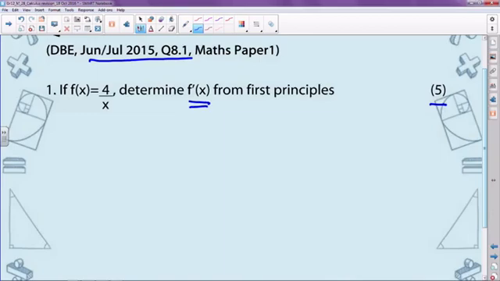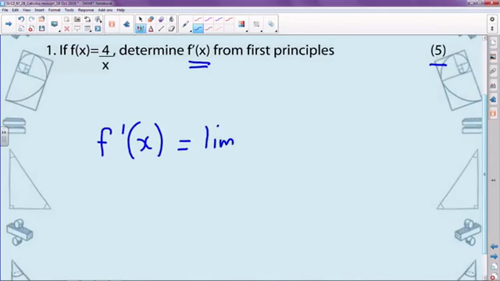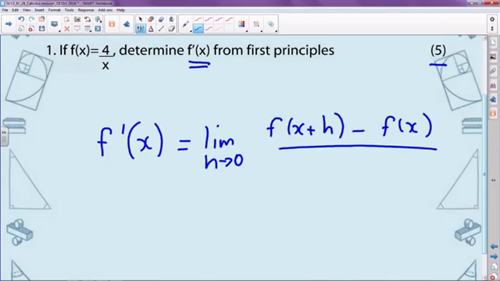Now remember, whenever you're doing the differentiation of a function by first principles, we set the formula out in a specific way. We say the derivative of f of x is equal to the limit as h approaches 0 of f of x plus h minus f of x, all over h. This formula will then help you to find the gradient at any point on the curve.